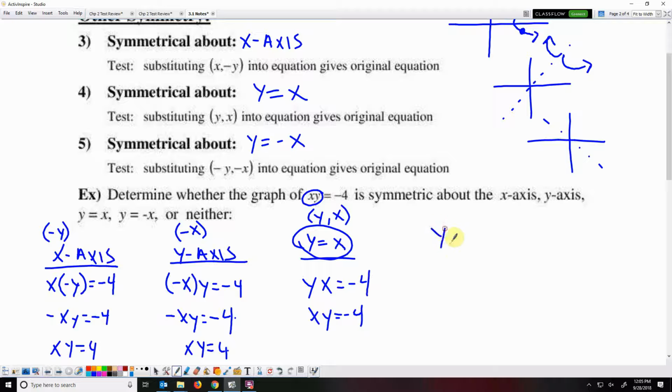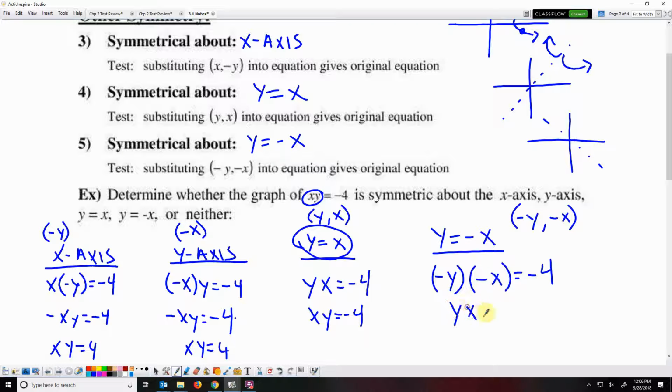And then test for y equals -x. Well, if y equals -x, then every y value can get replaced with a -x. And if this is true, then x equals -y, so every x value can get replaced with a -y. So my x becomes -y, my y becomes -x, and I have to see if I can mathematically make that equal the original equation. -y times -x is the same as y times x.